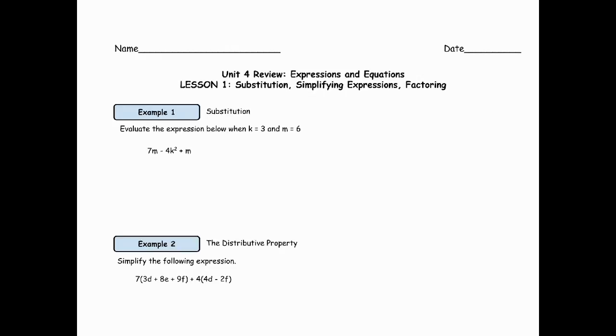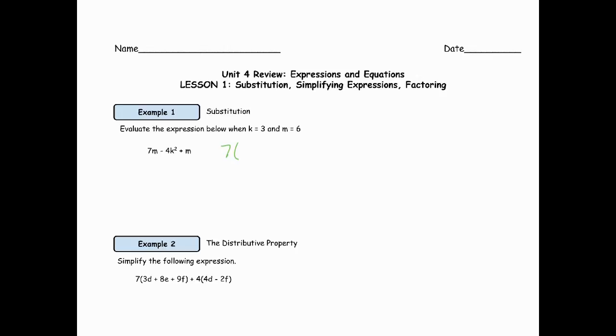Unit 4 review on expressions and equations, and this first video lesson is going to be on substitution, simplifying expressions, and factoring. Example 1 on substitution, it says evaluate the expression below when k equals 3 and m equals 6. So we take a look at our algebraic expression here, and we can see that we need to replace the variables, the m, the k, and the m, with what they were designated in the directions, k equals 3 and m equals 6. So let's do that.